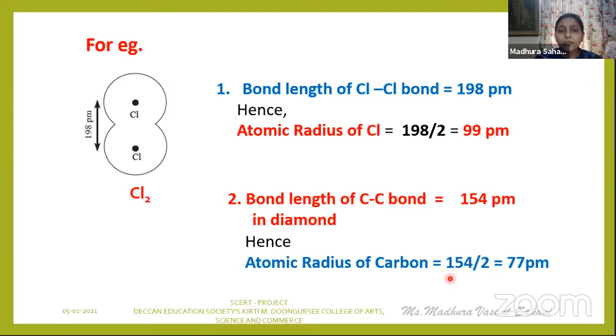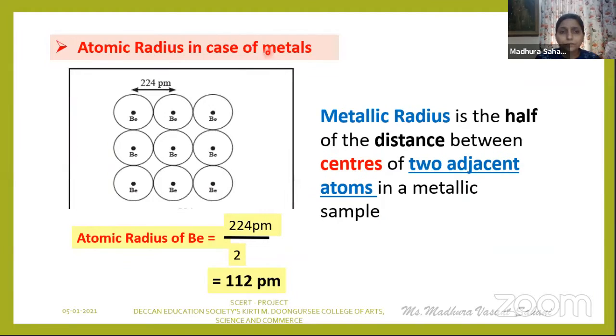So here we have learned how to calculate the atomic radius in case of non-metals. Now we are going to learn how to calculate the atomic radius in case of metals. See here, in case of metals, the atomic radius is also referred to as the metallic radius, and it is half of the distance between the centers of two adjacent atoms in the metal. Here we have taken the example of barium. So we are going to calculate the atomic radius of barium. See here, in case of barium, the internuclear distance between these two barium atoms is how much? 224 picometer. So obviously the atomic radius of barium, how will you calculate it?